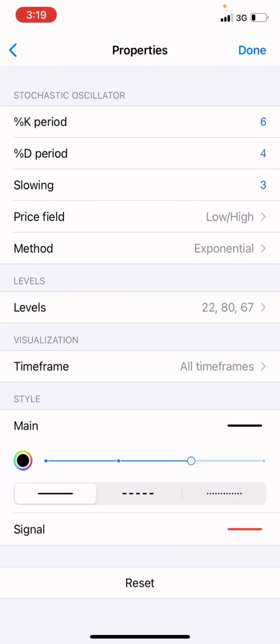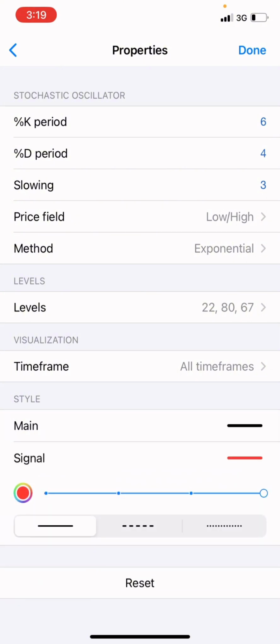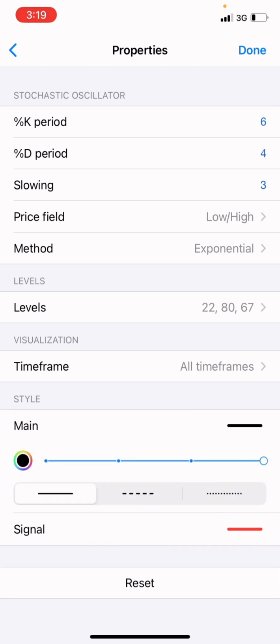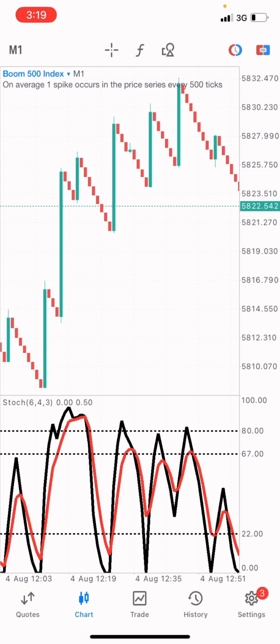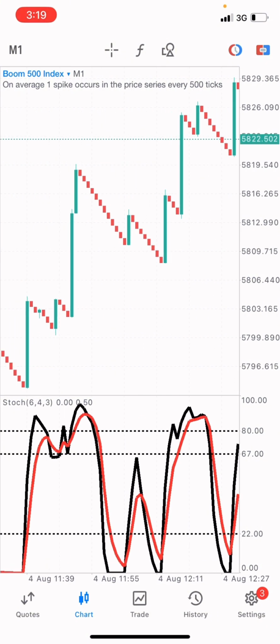The main, you put it on 4 pixels. The signal, you put it on 4 pixels with the first trend line here. Then you should click on done. Okay guys, perfect. So we're going to be using just the stochastic oscillator, and I'm going to show you how you can catch spikes using this indicator.